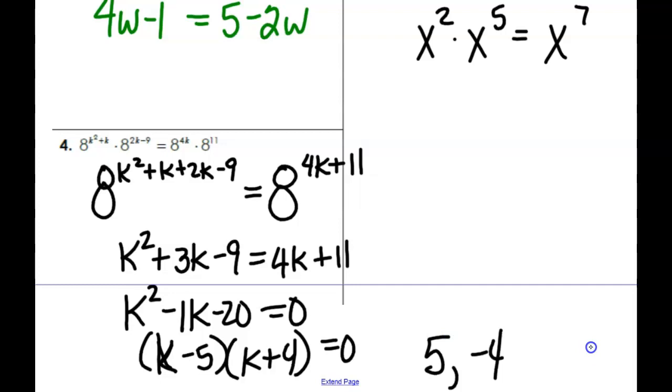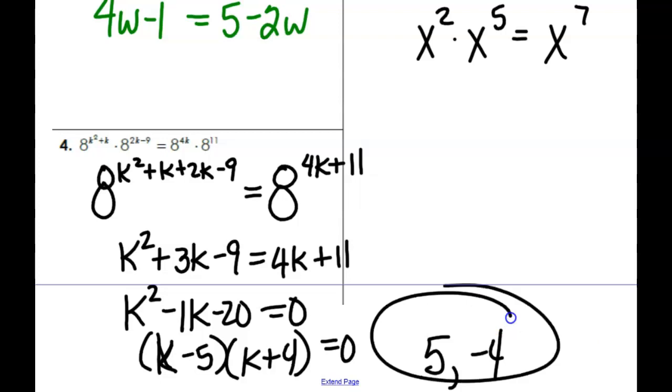Can you have negatives in the exponent? Yes. So you keep both of these solutions. I know I went really fast, but could you have done that part? All right.